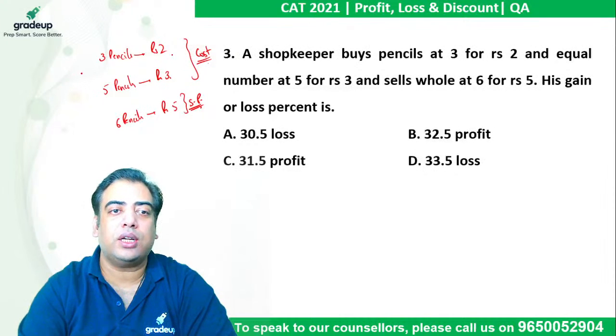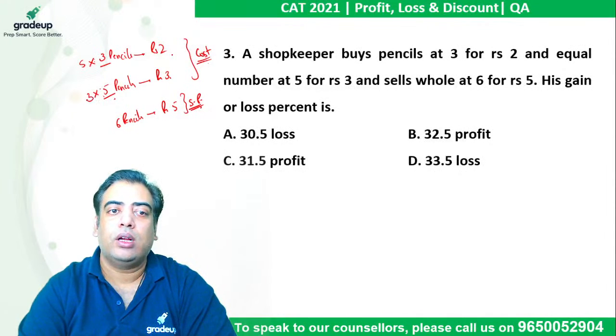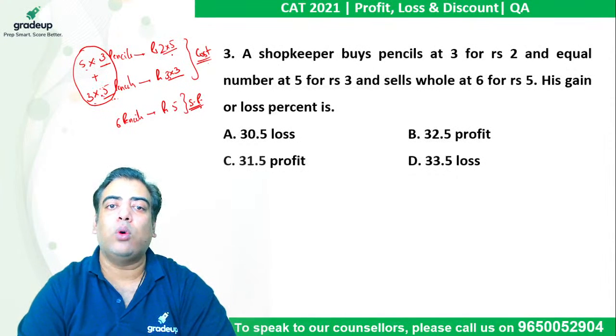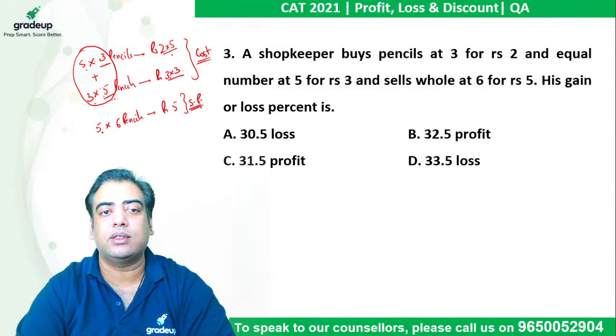So the condition given to me is that the number of pencils are same. In order to make them same, let's take LCM of 3 and 5, which is 15. So make both the values 15. So here we can say cost of 15 pencils will be 2 into 5, which is 10. And here cost of 15 pencils will be 3 into 3, which is 9. So total pencils purchased are 15 plus 15, which are 30 in number. In order to calculate profit or loss percent, we are required selling price of 30 pencils.